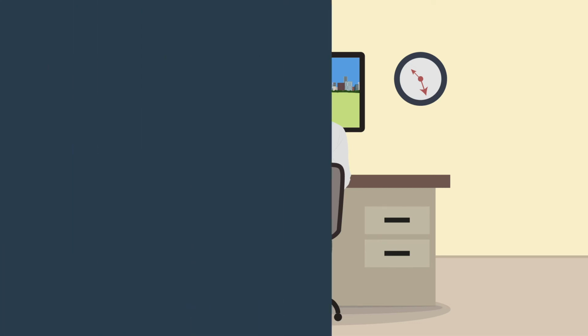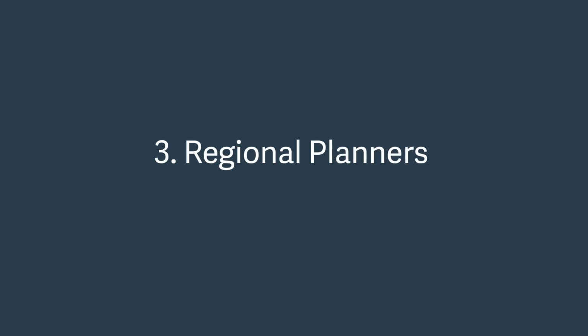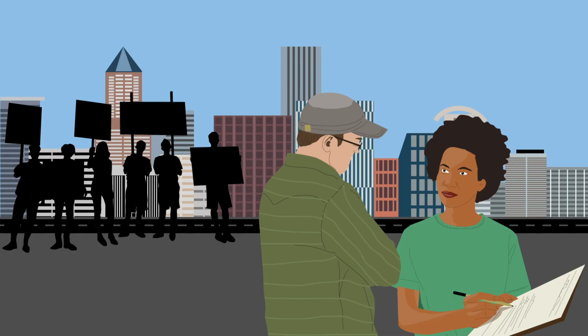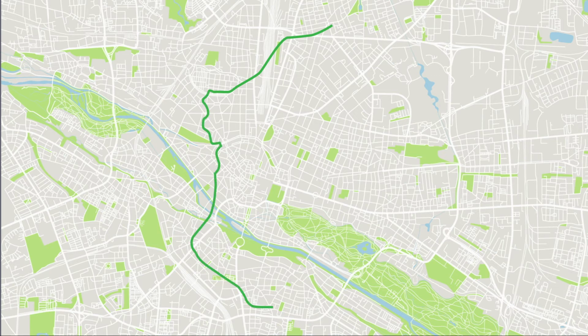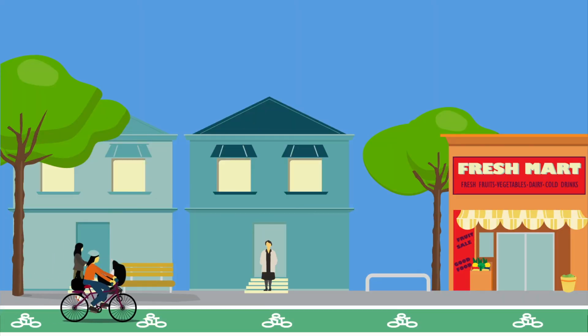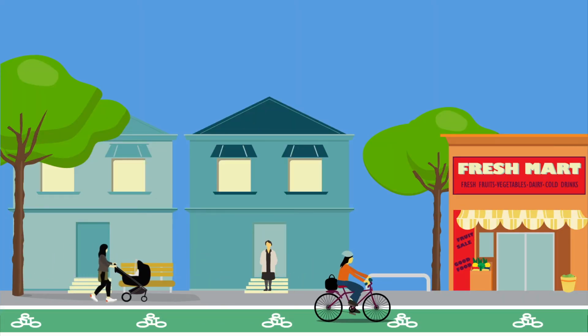Finally, let's look at a third type of planner, those working as regional planners. Picture a metropolitan area with a local group advocating for redevelopment of old railroad tracks into a walking and bike path. The proposed Beltline would link many neighborhoods, including both residential and commercial areas, where people work and shop, and provide routes for bike transportation to work and paths for recreation.